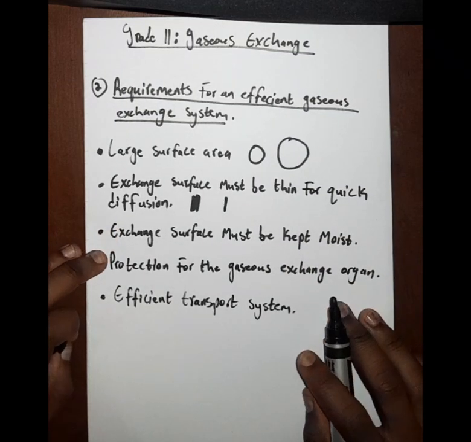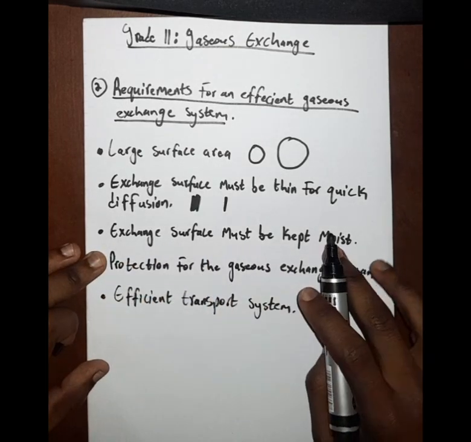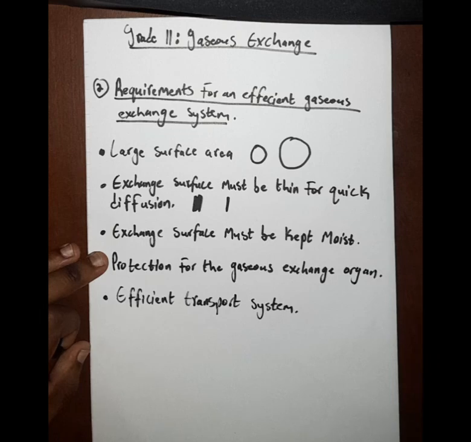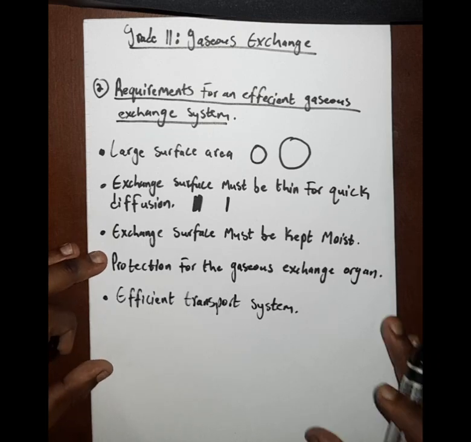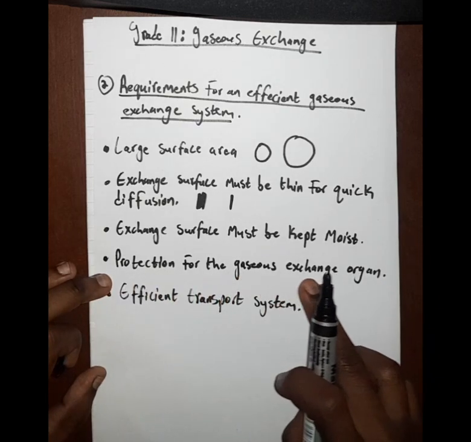Now another point, we have the exchange surface must be kept moist. This is so that the gases can dissolve before they diffuse, and this is also to keep the alveolar cells from drying out. Another thing that we can talk about is the protection for the gaseous exchange organ.